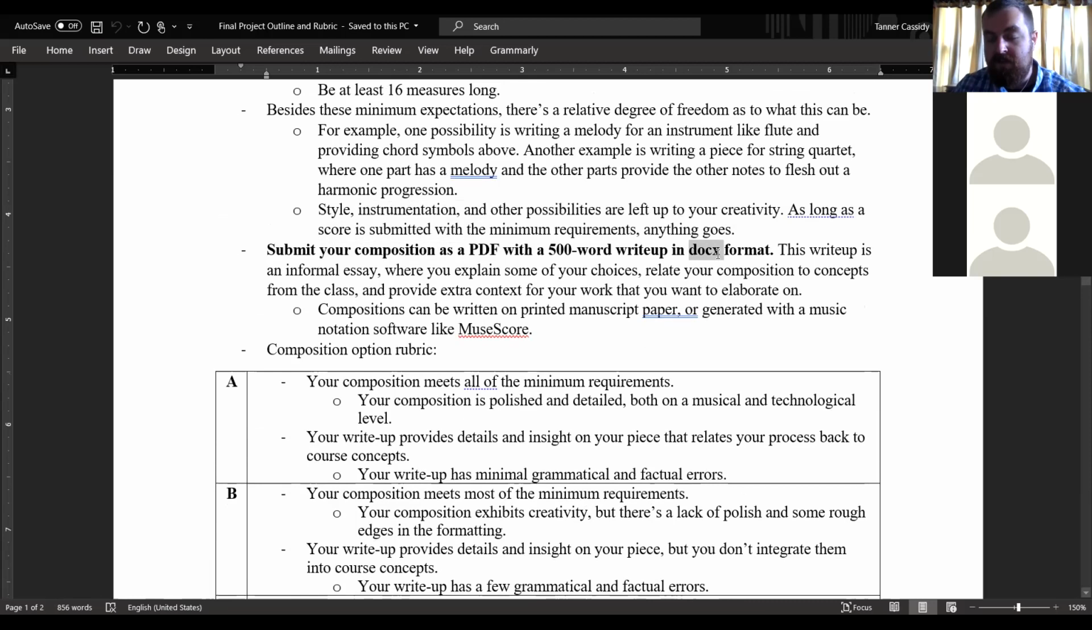That is a format that is readable by Microsoft Word. You all have access to Microsoft Office as UCSB students, so this should not be hard to get a hold of. This write-up is an informal essay where you explain some of your choices, relate the composition to concepts from the class, and provide extra context. So talk about your decisions, relate what you've done on the page to what we talked about in the classroom, and just other things that are part of the process.